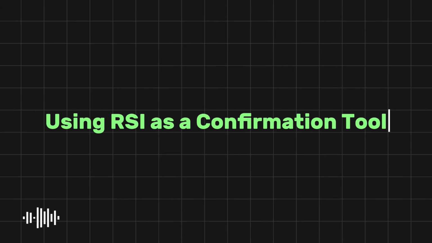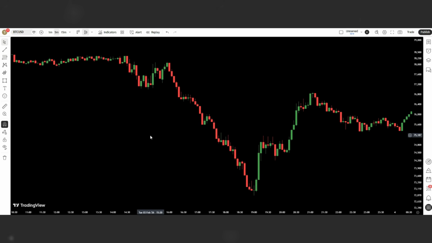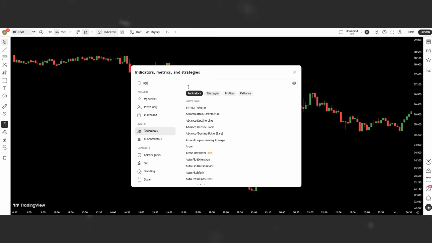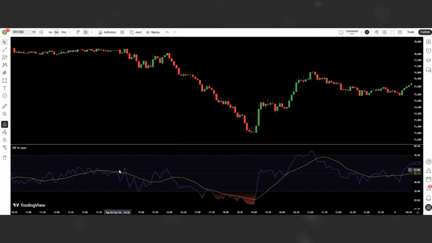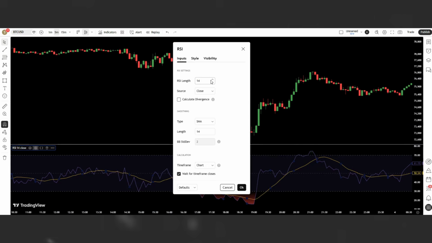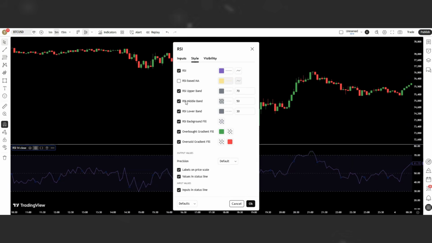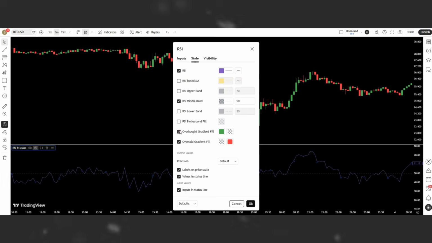Using RSI as a confirmation tool. Next, let's use the RSI indicator. From the Indicators section, add RSI to your chart, then open its settings. In the Input tab, set the length to 14. In the Style tab, uncheck all options except RSI and the RSI middle band.